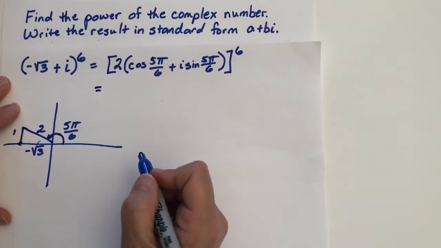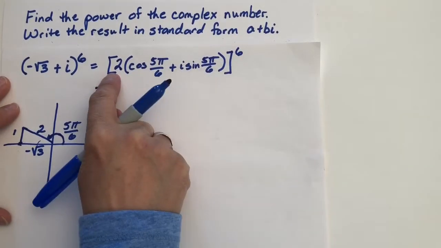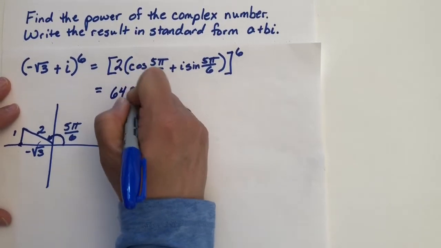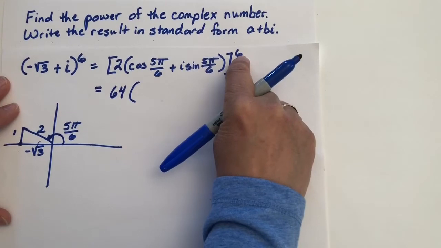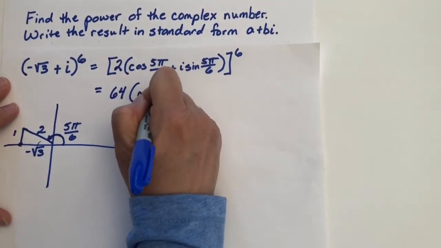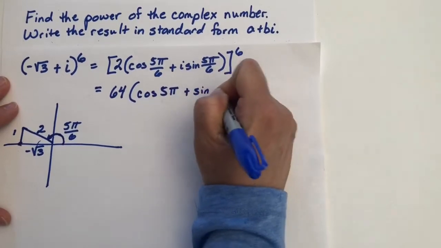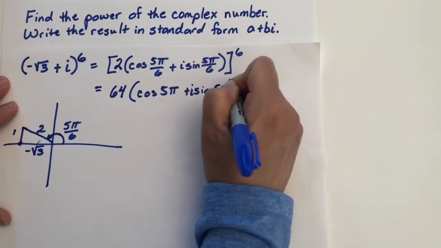So DeMoivre's theorem says we're going to raise 2 to the 6th power. Well, we can do that. 2 to the 6th would give us 64. And we multiply 5 pi/6 by 6. Well, that's kind of nice. We have cosine 5 pi plus i sine, whoops, I lost the i, sine 5 pi.